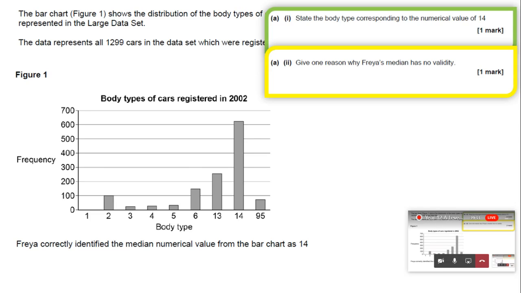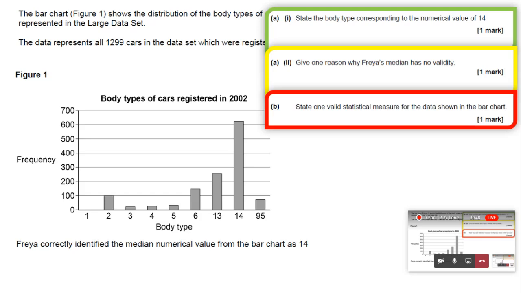The question: give one reason why Freya's median has no validity. And thirdly, state one valid statistical measure for the data shown in the bar chart. Not the easiest, not the most simply worded questions, but from your knowledge of the large data set, you should have some idea of what's going on.